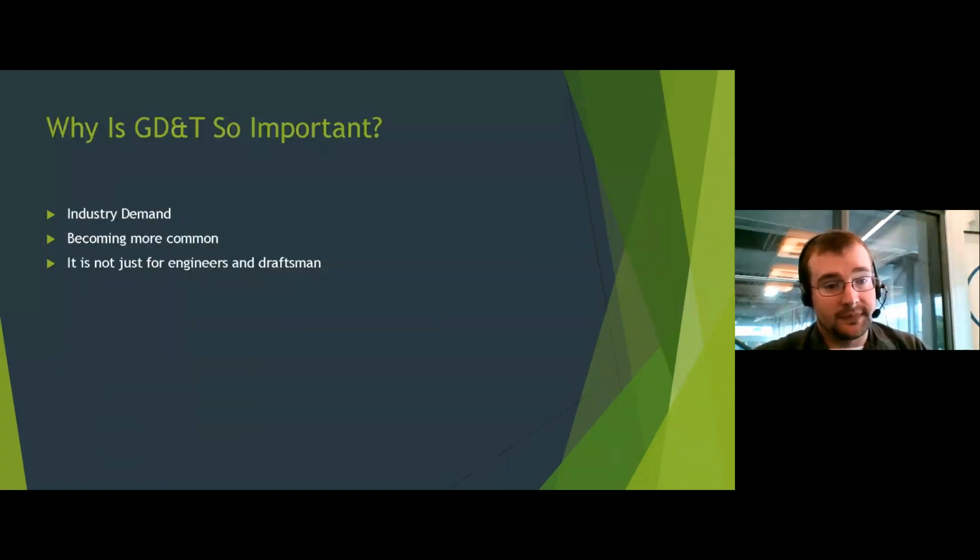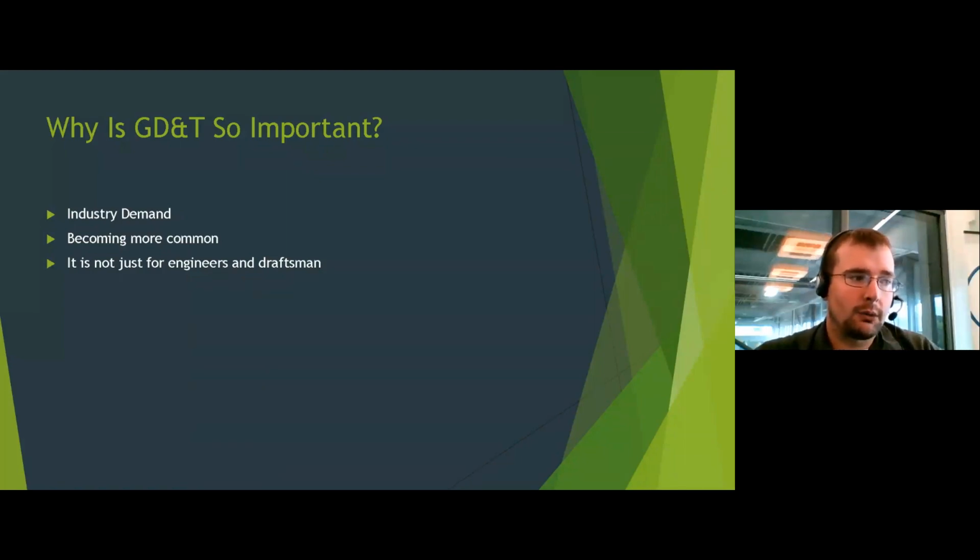Why is it so important? It's everywhere. One of the big things I noticed is that we had a drafting program here at one point, and geometric tolerancing was required for them, but not for the machining students. And I was always kind of surprised at that. It's not just for engineers. It's not just for draftsmen. It's for everybody in the shop. Everybody's got to be on the same page.